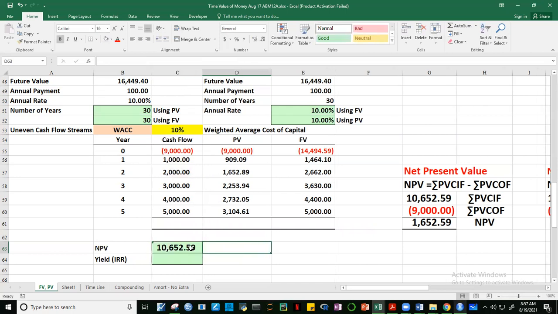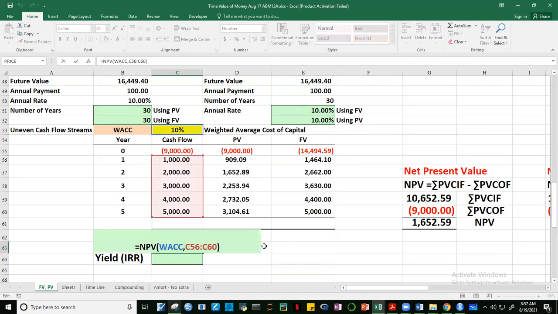Yeah. So consistent siya dito, no? 10,652. But we said, guys, that's not the definition of the NPV. The NPV includes the present value of yung times 0. So we can adjust this, okay?